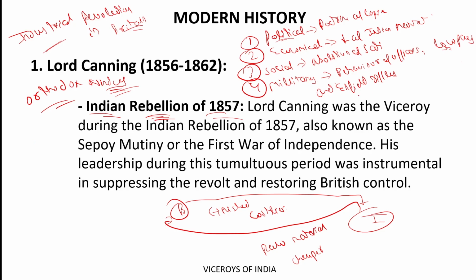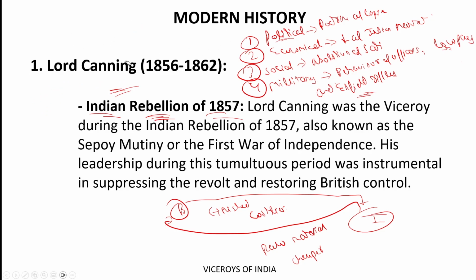Okay, and also there was an introduction of Enfield rifles, and it was supposed that the bullet of the Enfield rifles was made up of cow and pig meat, which was impure for both Hindu and Muslim soldiers. Got it? Because you have to bite the bullet with your mouth, and it is supposed that the bullet is made up of the meat of cow and pig. Got it? So these factors drove the first revolt of India, which is known as the Indian Rebellion of 1857. We will discuss it in upcoming lectures.